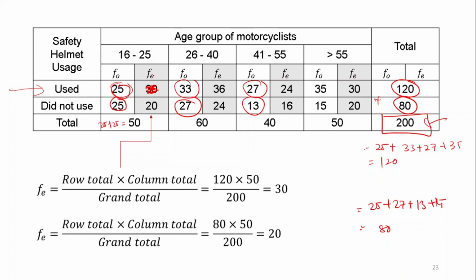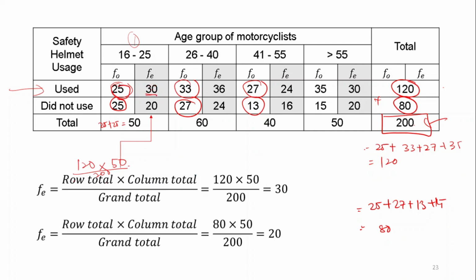Now, to find the expected frequency for row used and the first column, you need the row total. The row total for the first row is 120 times the column total, which is 50, divided by 200, the grand total. So the answer is 30.